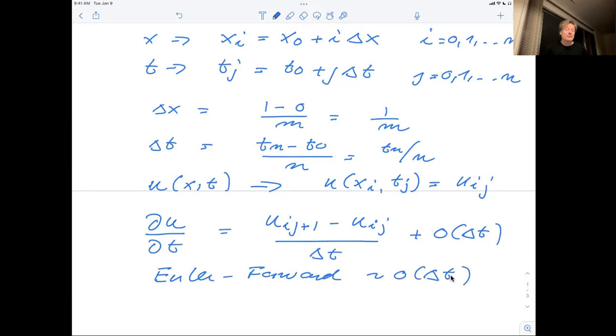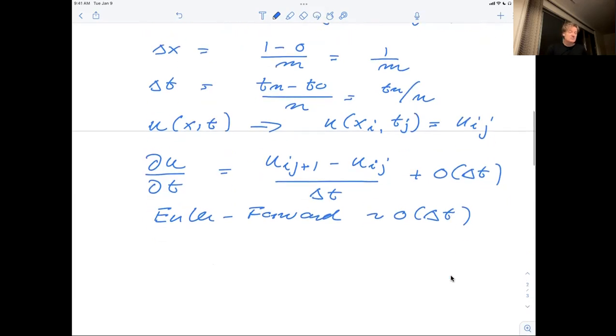Now this can be improved by a scheme which you will find in the lecture notes, which is called the Crank-Nicolson scheme. So that's something which we can improve by adding corrections so that we end up with a delta t squared.